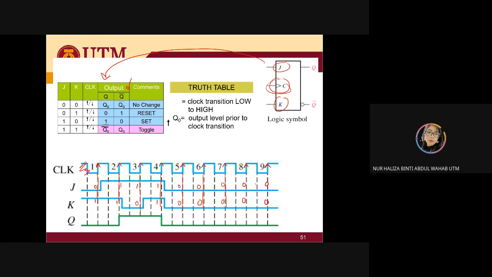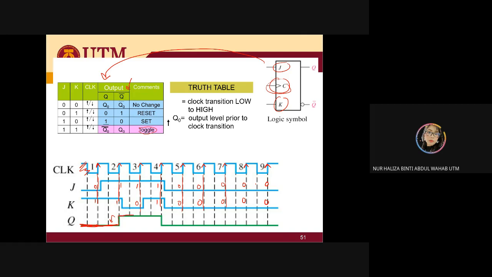In between, there are no changes. Let me draw our output. Here is 0, 1. What is 0, 1? 0, 1 will be reset. This is the initial value of our Q, so reset will remain 0. And as I said just now, there is nothing changing after that until you meet another clock. At this next clock, we have 1, 1. What is 1, 1? Toggle. Look at the previous output. The previous output is 0, so we toggle it to be 1.